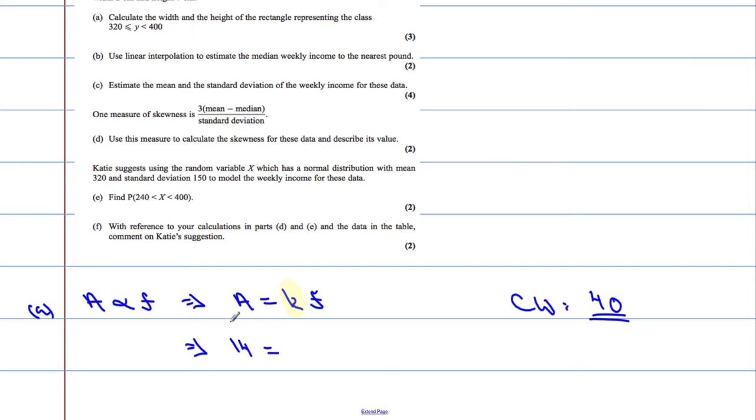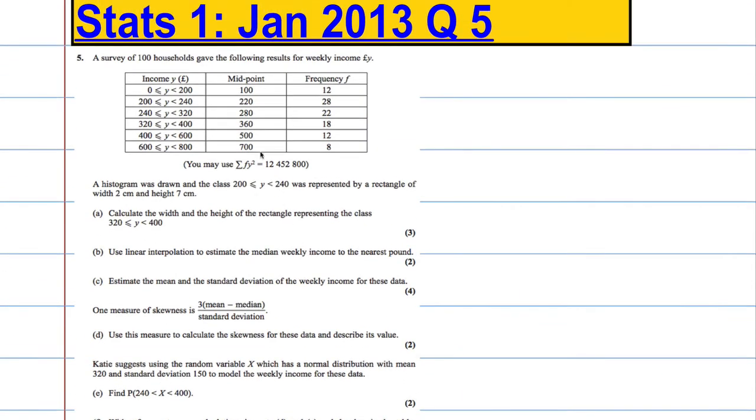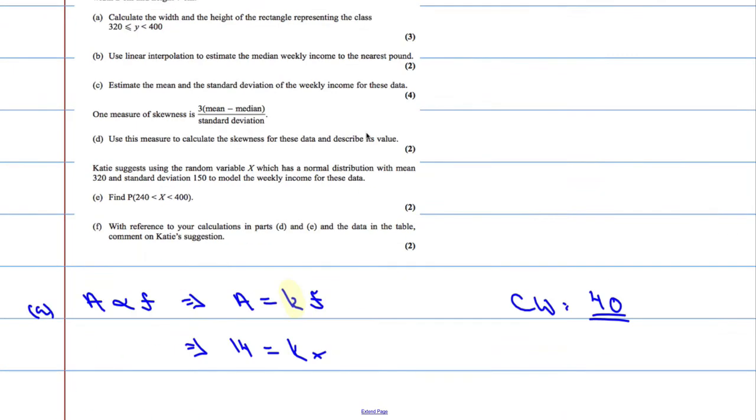It's going to equal k times the frequency. Well, what is the frequency for that class interval from 200 to 240? We should be able to see 200 to 240. The frequency is 28. So 14 equals k times 28, which means that solving for k, k is equal to a half. Now, that's the first part done. We needed to work out k.